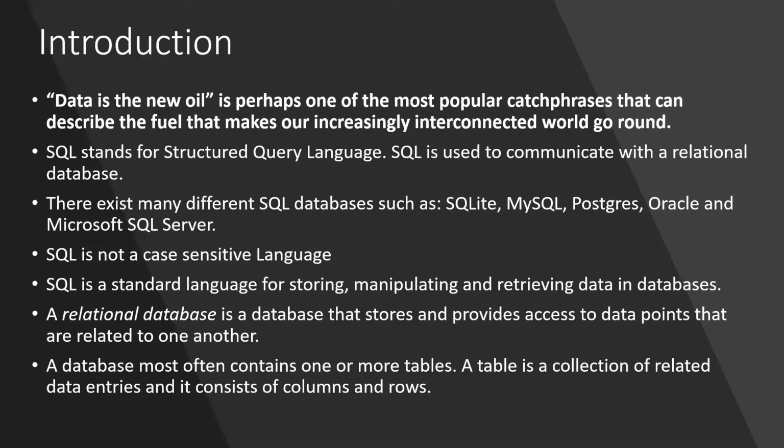Now a relational database is a database that stores and provides access to data points that are related to one another. So they may be related through a primary or a foreign key. We'll cover that concept in the later topics. So there are many different SQL databases such as SQLite, MySQL, Postgres, Oracle, and Microsoft SQL Server. You should know that SQL is not a case sensitive language.